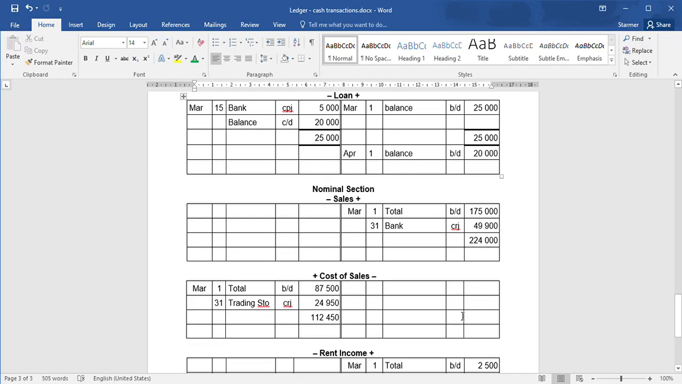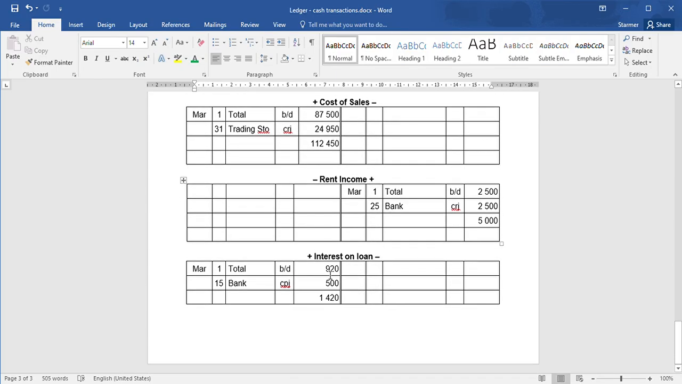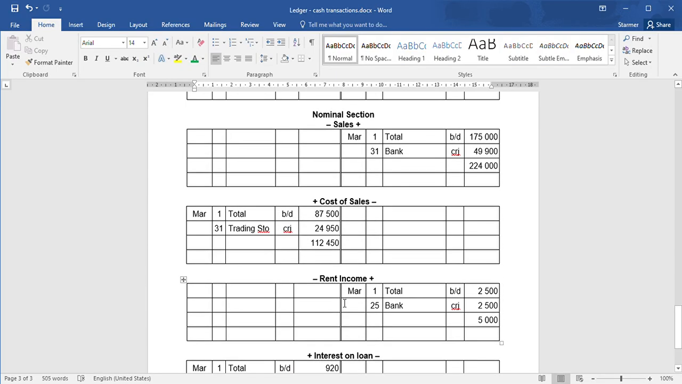For your nominal section, you just have to add up. So you add up the sales, you add up the cost of sales, you add up the rent income, and you add up the interest on loan. Once again, no words or details next to these totals. Okay, so if you're systematic with your general ledger and you know your types of accounts, you should be able to do quite well when tested on this work.